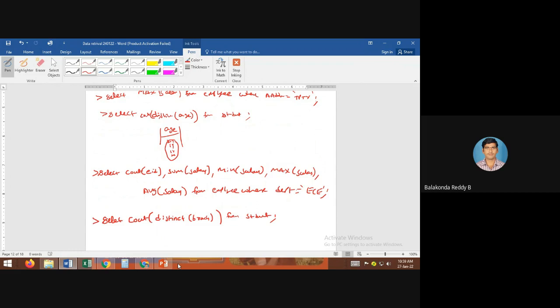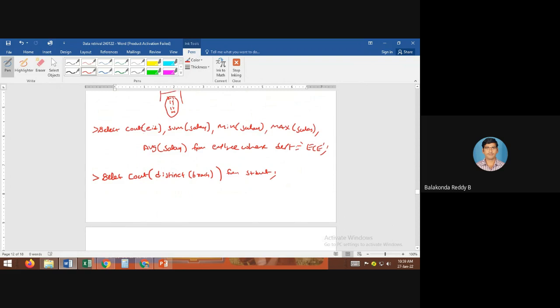Guys, listen, I would like to find the number of students. How many students are having Aadhaar numbers in first year? I need the count. How are you writing? Select count of Aadhaar from student where year equals to 1.